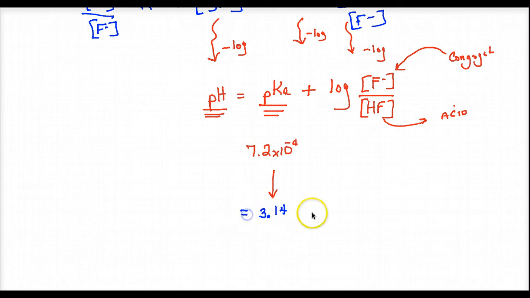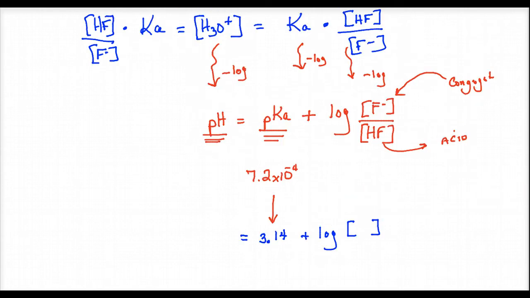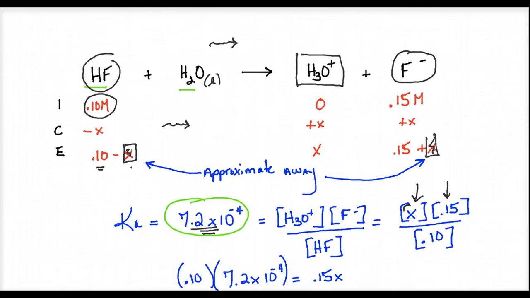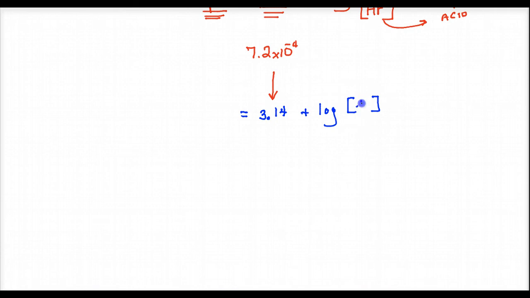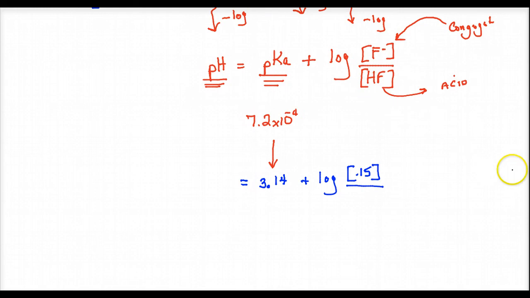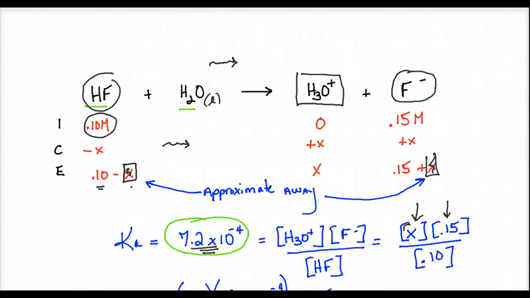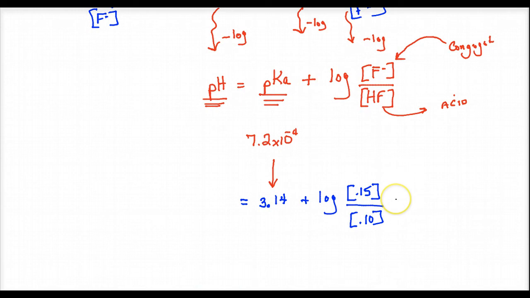All right. Plus the log of what? Well, my F negative concentration was what? In molarity, was 0.15. And my concentration of my acid, I believe, was 0.10. Just make sure no one's screaming at me, and I am correct. Now, let's solve for it. 0.15 divided by 0.10, I get 1.5. So this expression right here is 1.5.